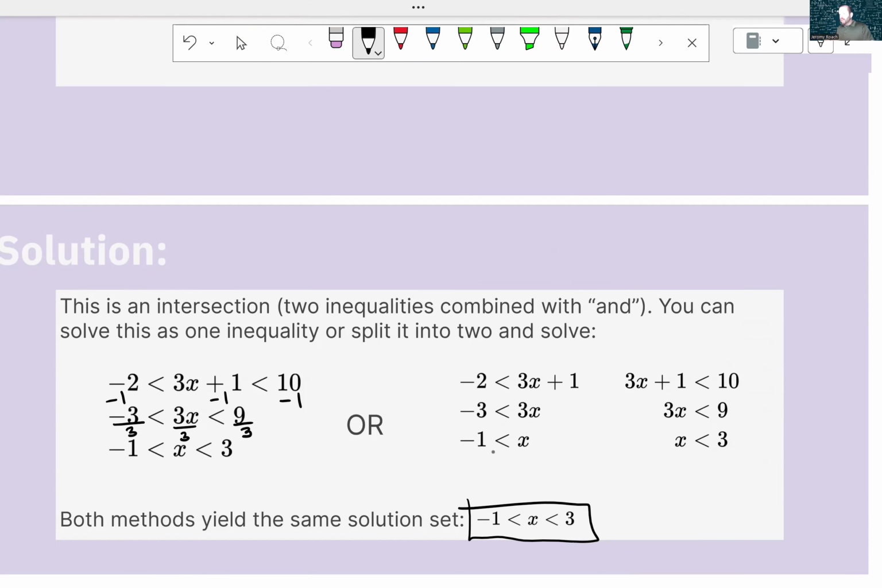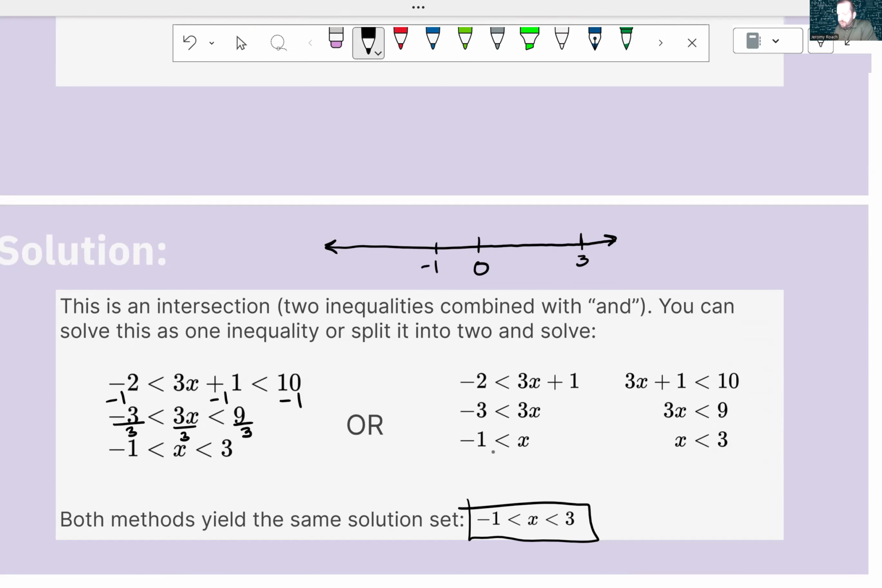Let's quickly go over how we would graph this. So when we graph a single variable inequality on a number line, when we just have an X, not X and a Y, or we just have an A or just one letter, we can write our inequalities on a number line.